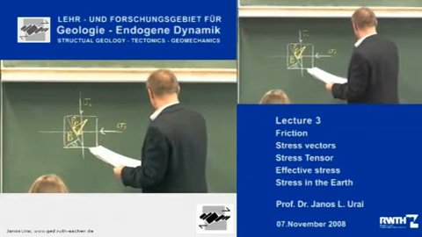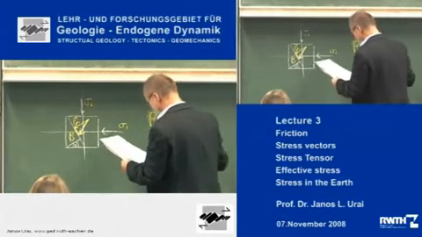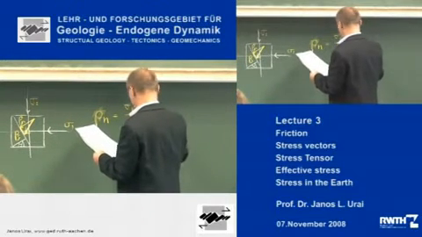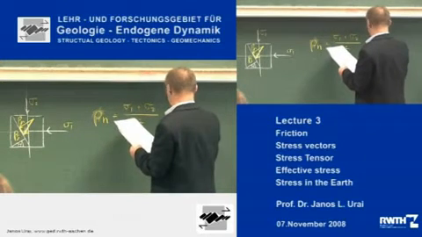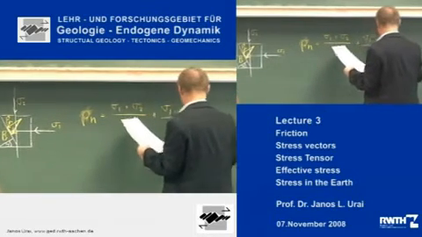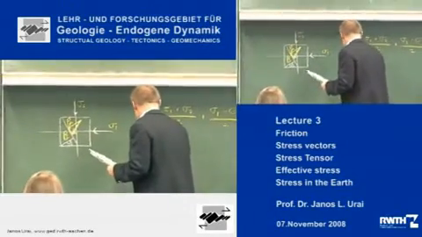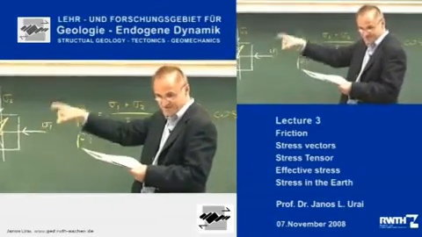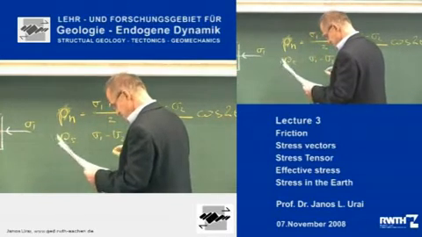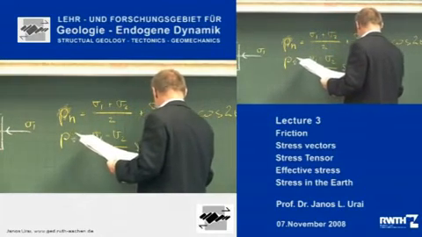And then you get this equation: P N equals sigma 1 plus sigma 2 divided by 2 plus sigma 1 minus sigma 2 divided by 2 times the cosine of 2 theta, and the P S. This is now the shear component of the vector on that plane is sigma 1 minus sigma 2 divided by 2 times sine of 2 theta.